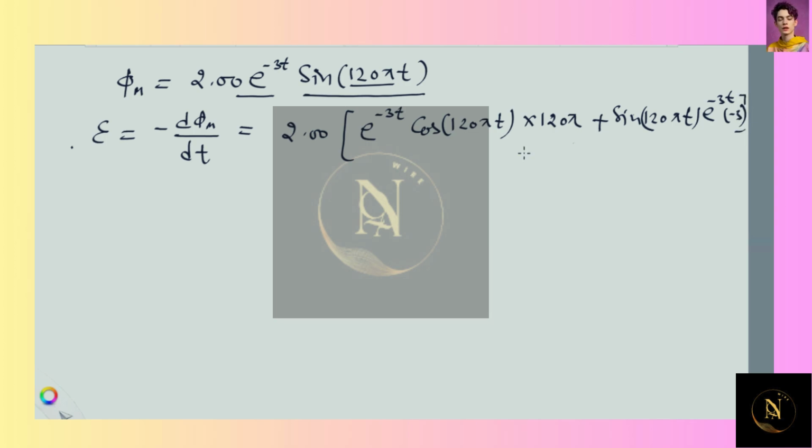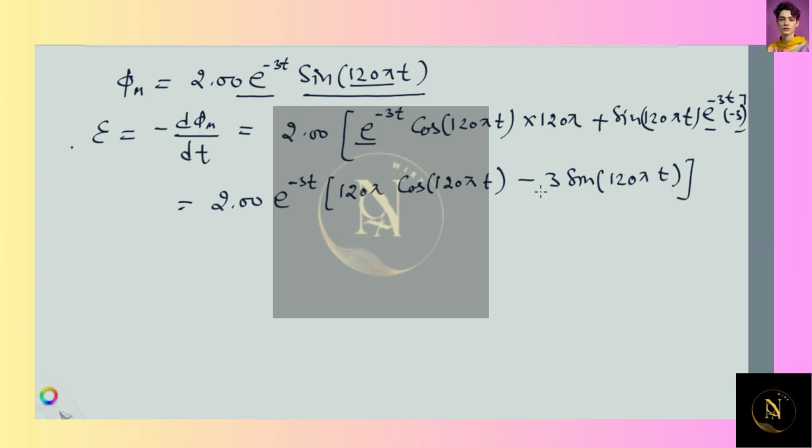So now if we rearrange these terms, e raised to the power minus 3t can be taken as common. So it will become 2.00 into e raised to the power minus 3t, bracket 120 pi into cos 120 pi t, and then minus 3 sine 120 pi t. So this is the expression for the EMF induced.